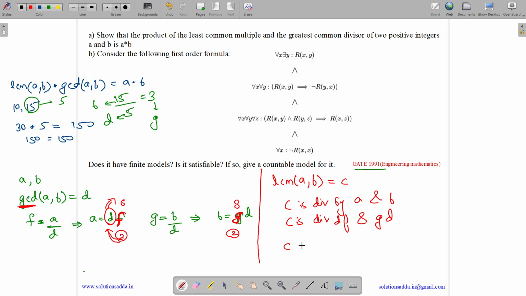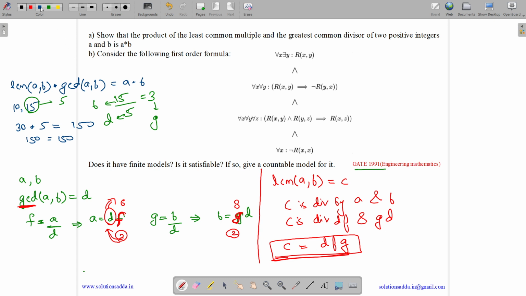So we can write C as D into F into G. Okay, C can be written as D into F into G. It is the smallest possible number. Why? Because we cannot have a common factor among F and G, and D is the GCD and C is the LCM. So LCM can be written as D into F into G. It is the smallest number.